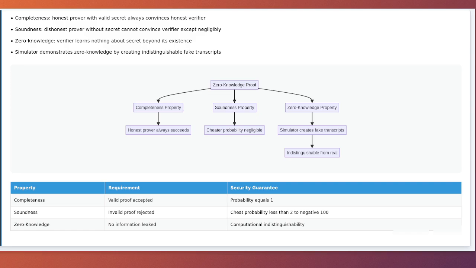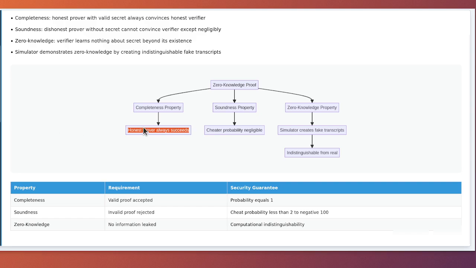Every zero-knowledge proof must satisfy 3 fundamental properties. The first is completeness, which means that if the prover is honest and actually knows the secret, the verifier will always be convinced. An honest prover will always succeed in convincing an honest verifier. This is essential because a proof system that rejects valid proofs is useless.